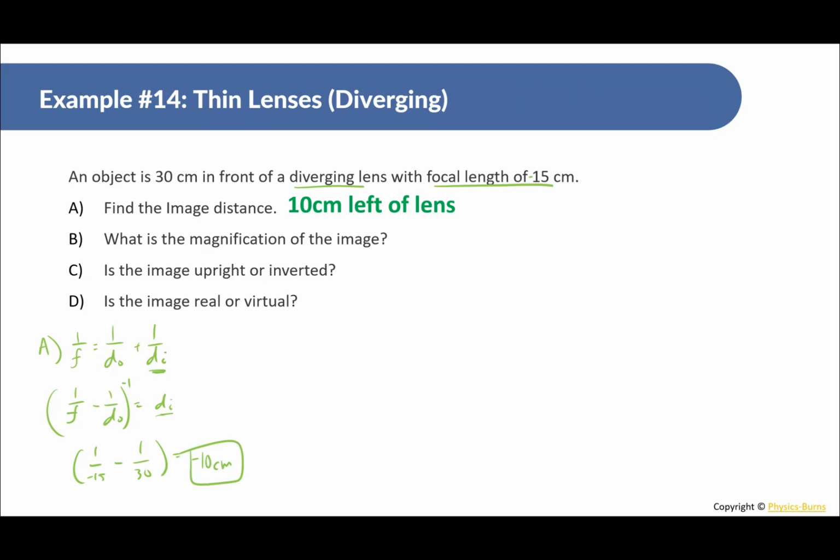Okay. What is the magnification of the image? So B, magnification is equal to negative distance of image divided by distance of object. So distance of image is negative 10, so 2 negatives make a positive. And then distance of object is 30, so we see that this is equal to 1/3 or 0.33. Okay. Is the image upright or inverted? Since it's positive, that means it is upright. And like we said, since it's on the same side, that means this is a virtual image. All right, I hope that all made sense.